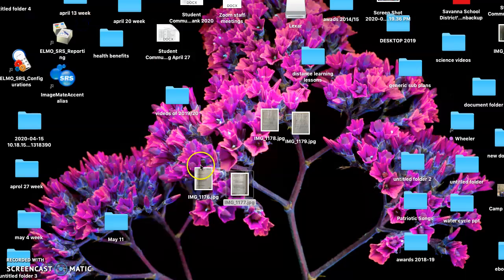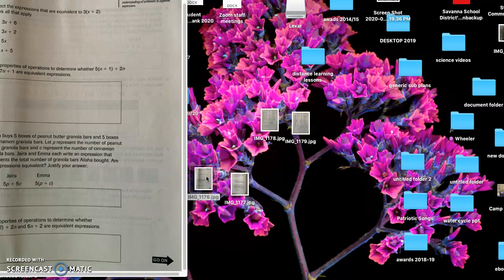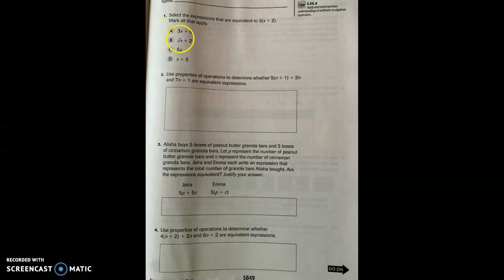Good morning. Today we're taking a look at workbook pages 49 and 50. So go ahead and open your book, get a pencil and paper ready.